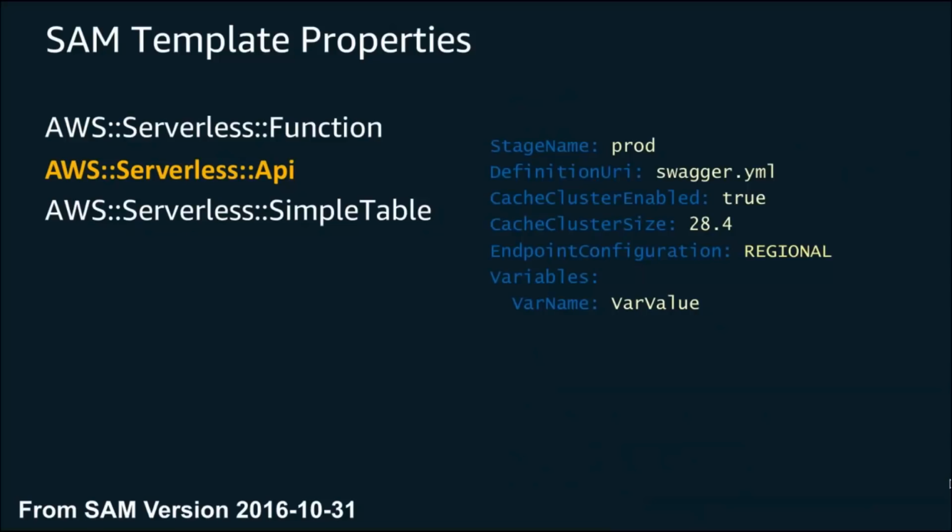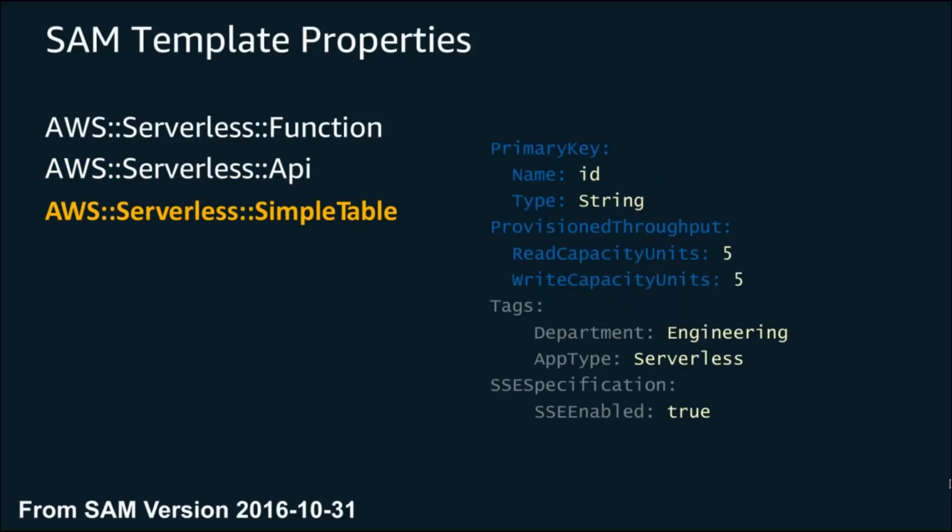So for example, we see here a cache cluster, whether it's enabled and the size that you'd have, an endpoint configuration. You can also set a number of things such as headers and so forth for your API. But again, you don't have to in this case. And then lastly, for a simple table, we see some of the various parameters and attributes that we also want to configure, such as the primary key, provisioned throughput, tags, and if we're going to turn on SSE with this DynamoDB table. So again, simplification allows you to reduce the amount of lines of code that you're writing and should make it much easier to get started with configuring your serverless applications.